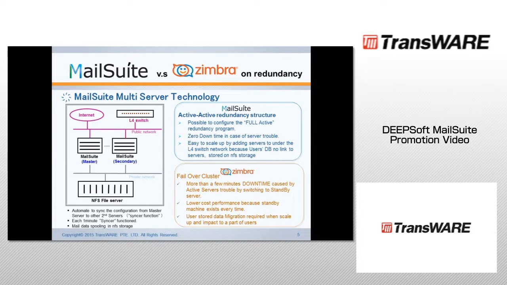MailSuite can employ the full active redundant configuration by arranging the users' data on the NFS file server and locating multiple MailSuite servers under control of an L4 switch network. By employing the full active redundant configuration like this, even when a hardware trouble occurs on either of the MailSuite servers, all users can be provided all services as long as one of them continues to work. So MailSuite realized zero downtime due to server trouble.